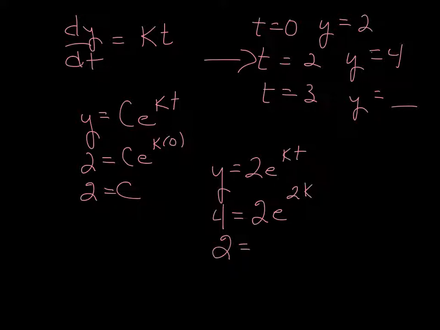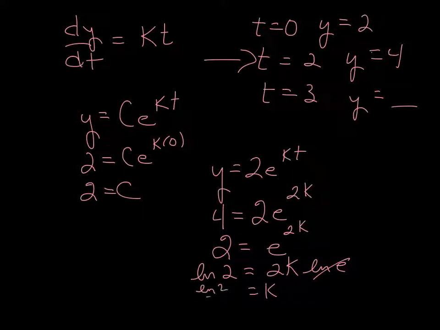So here we have 2 equals e to the 2k, and I need to solve it for k. So how do we get that exponent out? Natural log of both sides. So the natural log of 2 is equal to 2k times the natural log of e, but the natural log of e is just 1, so you really don't even have to put that. So k equals the natural log of 2 over 2.